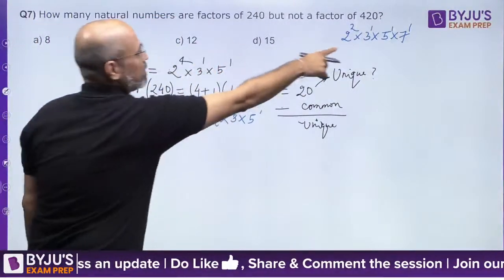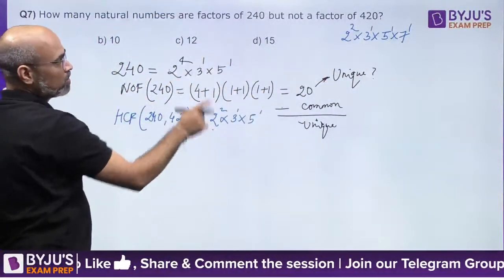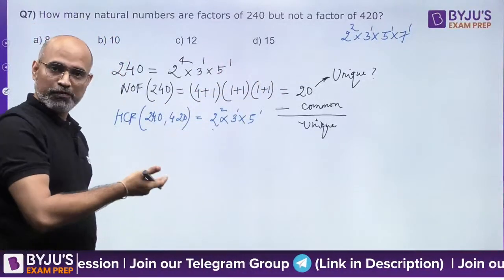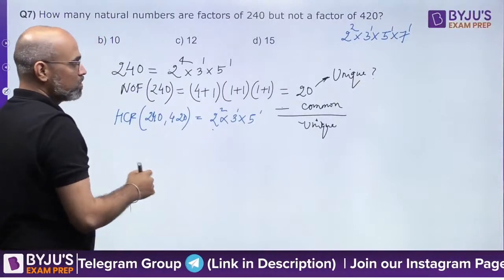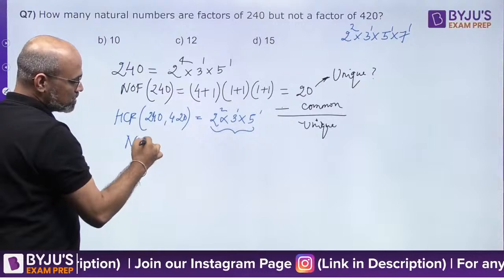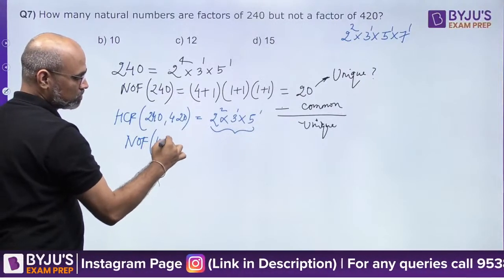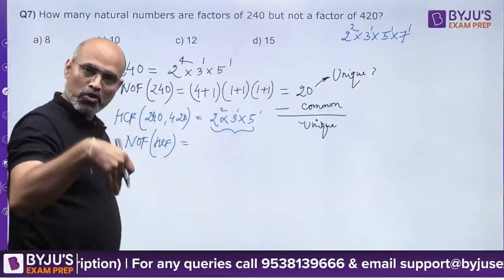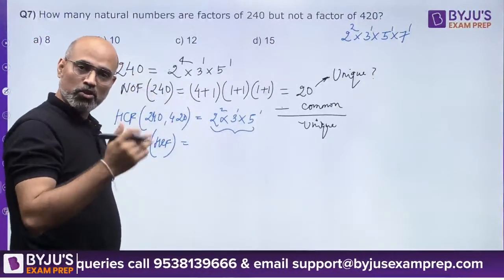So what is common in these two? 2 square, then 3 and then 5. That's what HCF is, right? This is how you calculate. So if this is the HCF, what will be the number of factors of this HCF? Because what will be common in both? The HCF will be common, and the factors of the HCF will be common.